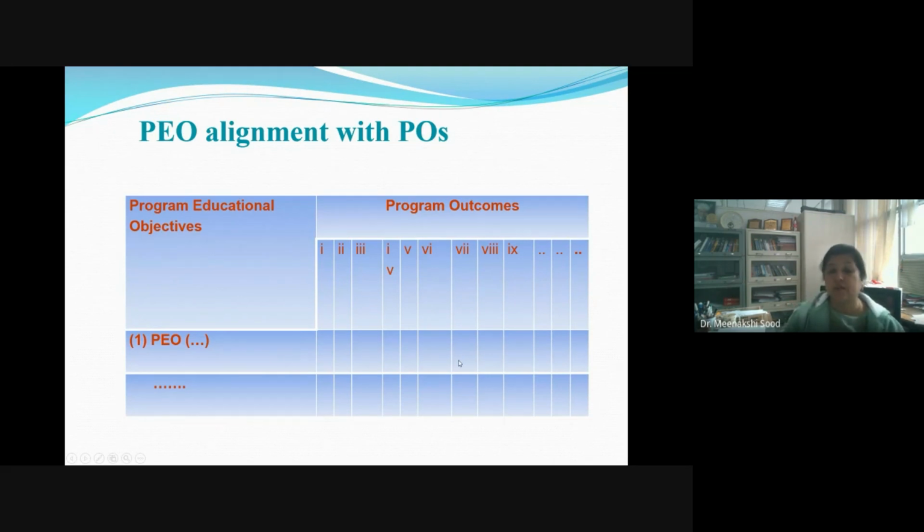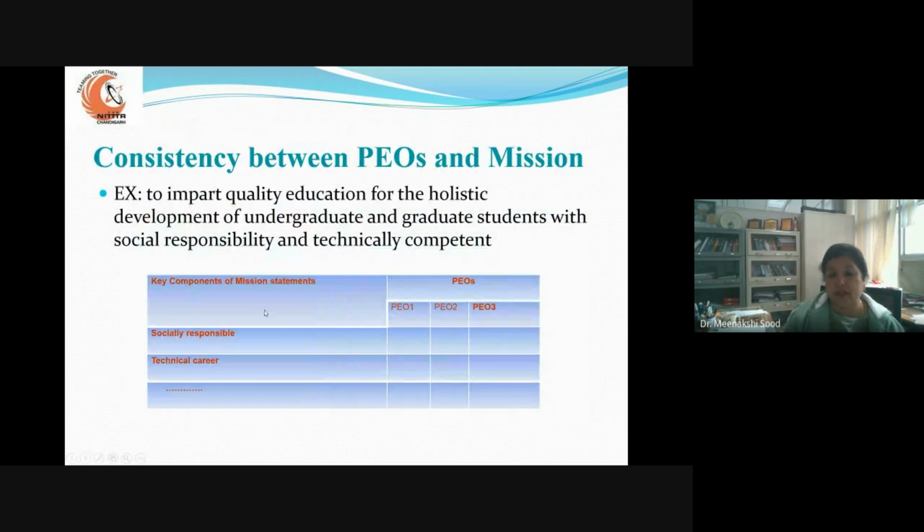But that should be done by the head of the department, for the entire department, because PEO is for the department, not subject-wise. So PEOs and POs should be mapped at the department level. Okay. And similarly, POs and mission statements should also be mapped. So they should also be done at the department level, to check whether the PEOs which are framed for the department are mapping the mission statement of the institute or of the department.